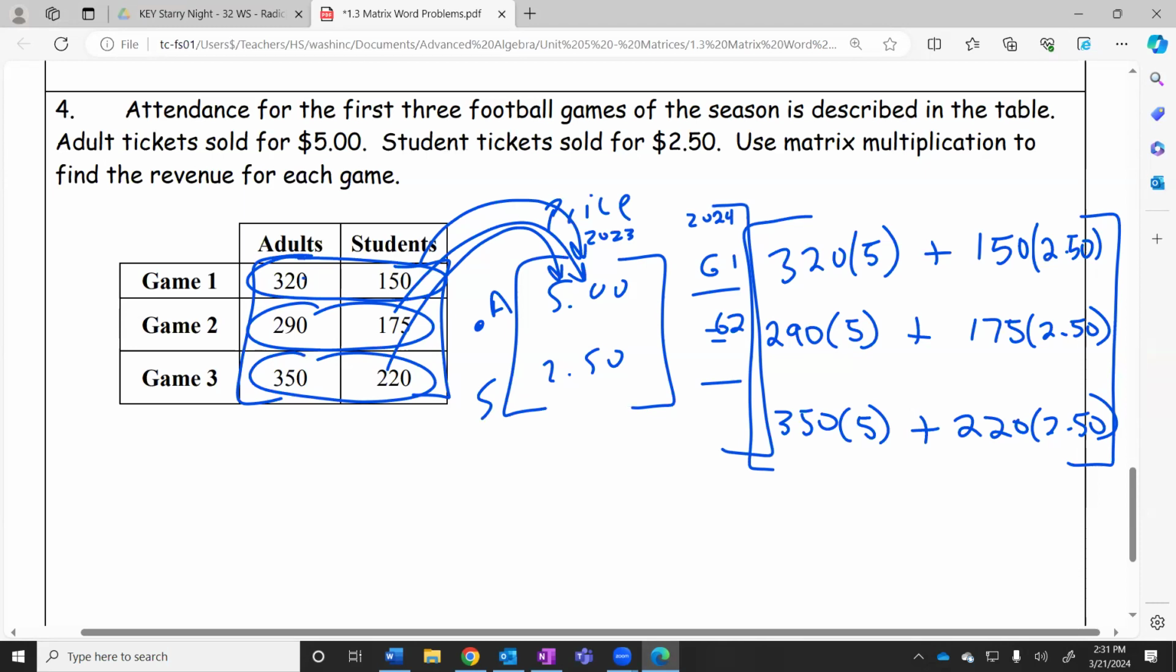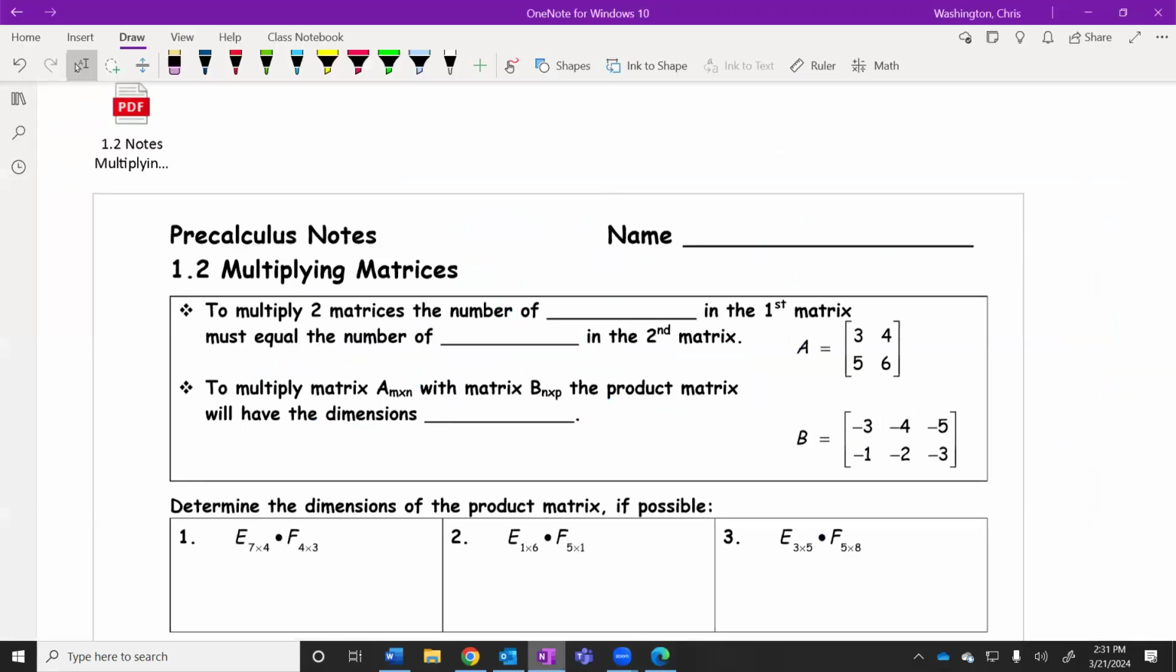So maybe seeing this real life example, maybe it kind of makes sense why we multiply matrices the way we do. So let's take a few notes. To multiply matrices, the number of columns in the first matrix has to match the number of rows in the second matrix. Because if they don't line up, you can't multiply.